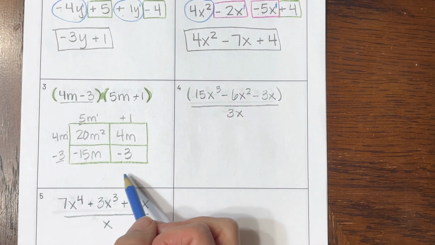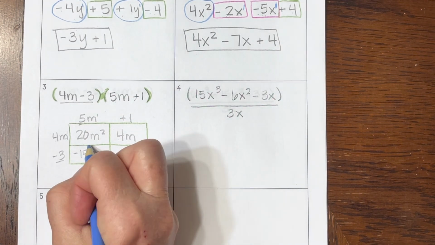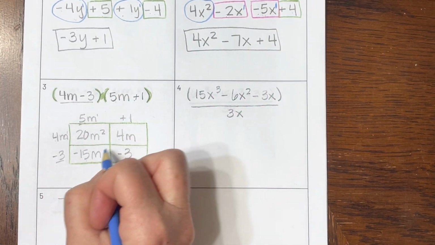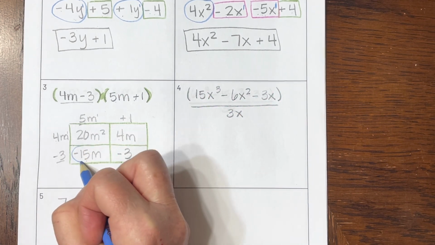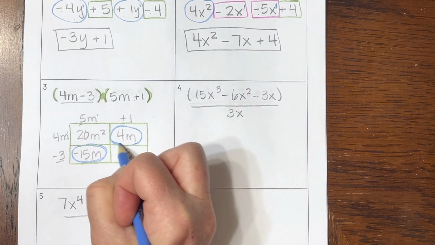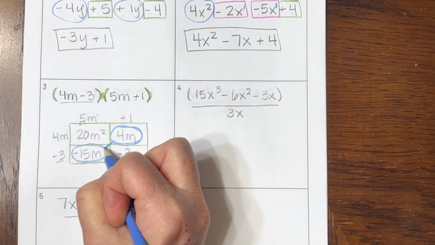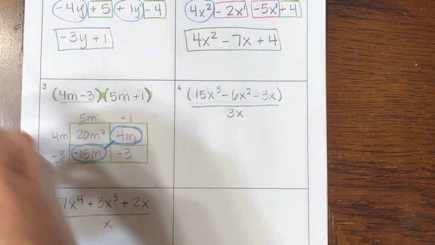But when I rewrite my answer, I do need to combine like terms, just like I combined like terms up there. I need to look for terms that look the same. Since this is m squared, it stays. This is an m to the first power. This also has an m to the first power. So when I rewrite my final answer, I am going to put those two together.